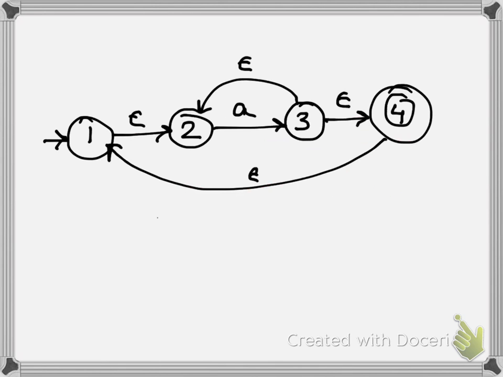Here I have an NFA. This is the NFA that we have. I have 4 states. One is the start state, and this is the final state. We have one input symbol, which is A, and the rest are all epsilon transitions.